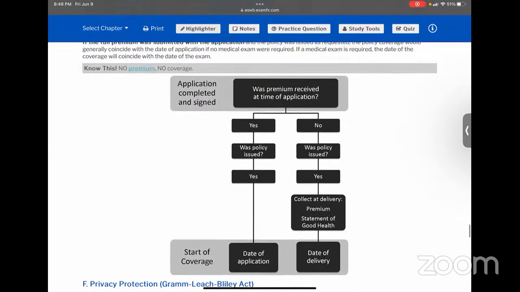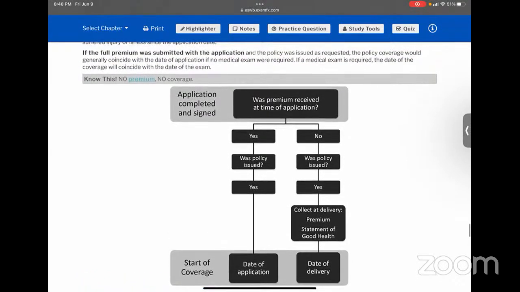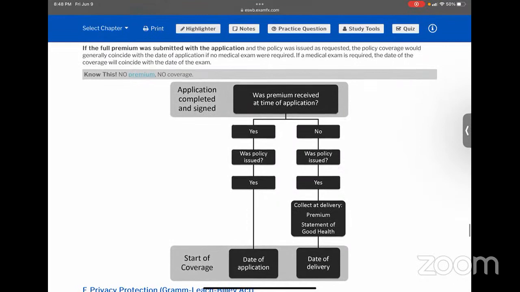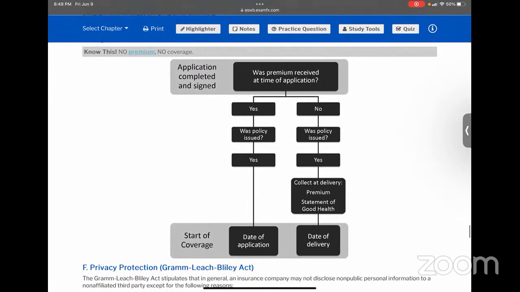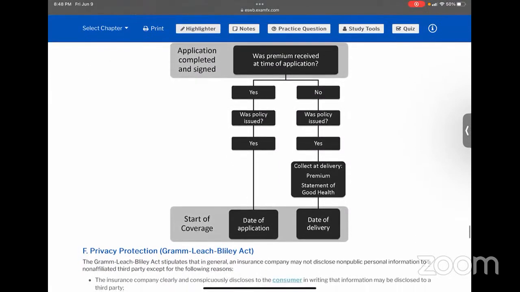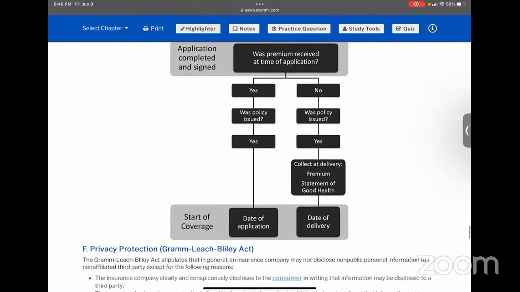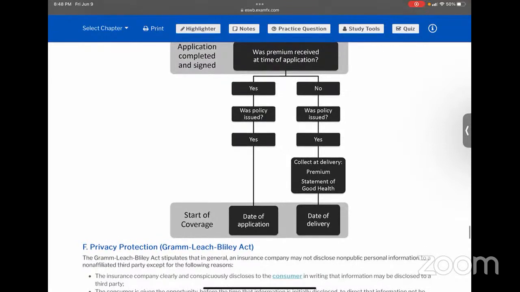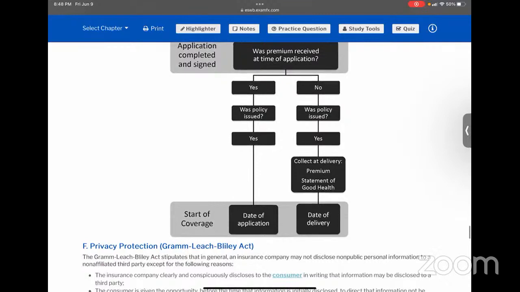Now, was premium received at the time of application? No. Was policy issued? Yes. Collect at delivery: premium, statement of good health. Then the start of coverage is the date of delivery. So notice that when the premium is paid, that's normally when the policy starts the coverage. There has to be a transaction.